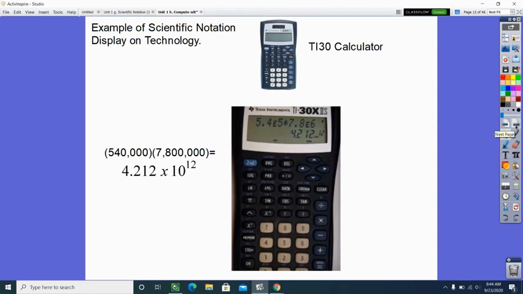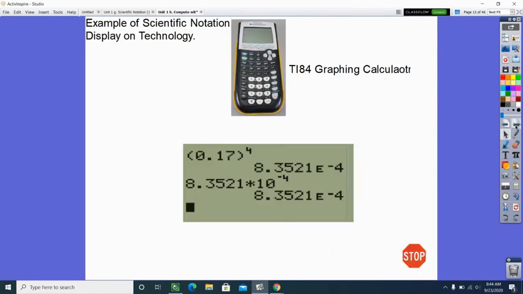Now, there are other calculators, and I'm not sure which one you have, and sometimes scientific notation can look a little different. This is a graphing calculator, so I'm just using that one. And I took 0.17 to the 4th. This is how the graphing calculator shows it. So there's the number out in front, and that E is an abbreviation for times 10 to the -4th. So if you see an E on a calculator, that is also scientific notation. And I just wanted you to have that ability to understand that going forward.